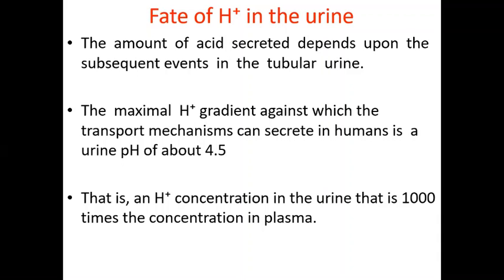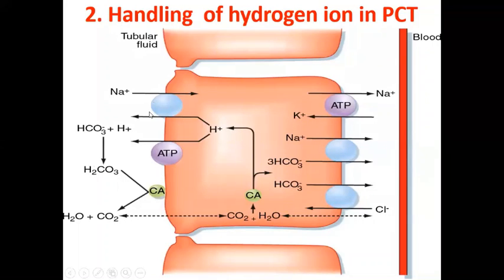The maximal hydrogen ion gradient against which the transport mechanism can secrete in humans is a pH of 4.5. So if the urine pH is 4.5, this is the limit to which those channels can work. Let me just take you back a bit here. We have two channels that are secreting hydrogen ions. We said we have the sodium hydrogen exchanger or antiport protein. Then we also have the proton pump or hydrogen ATPase pump that are pushing the hydrogen into the lumen.